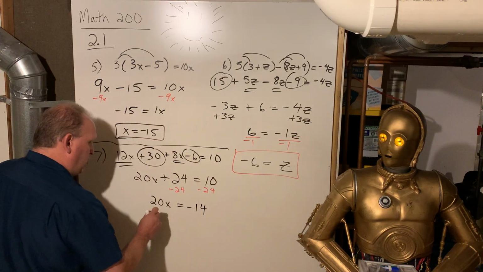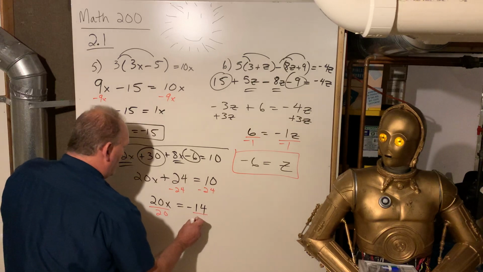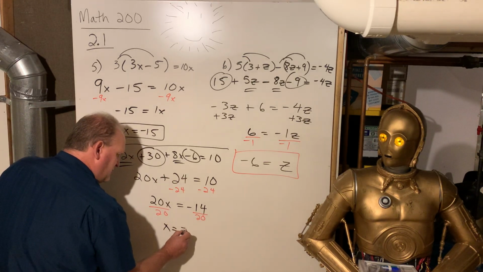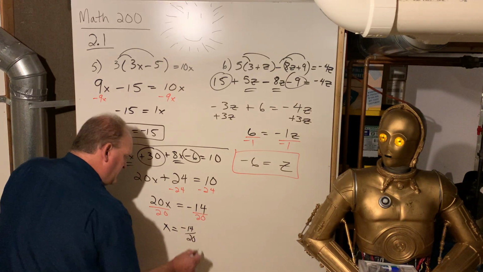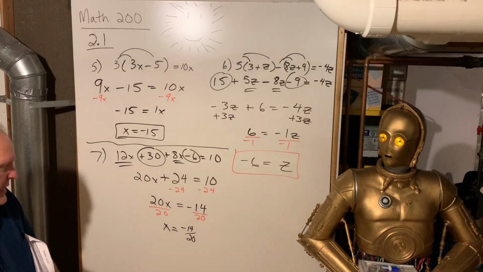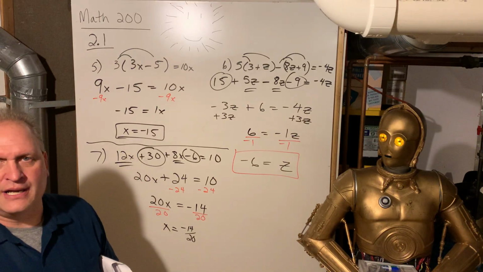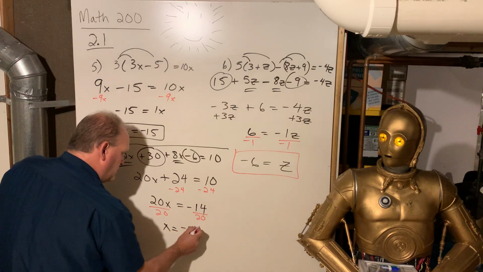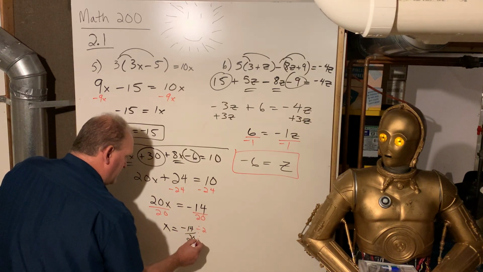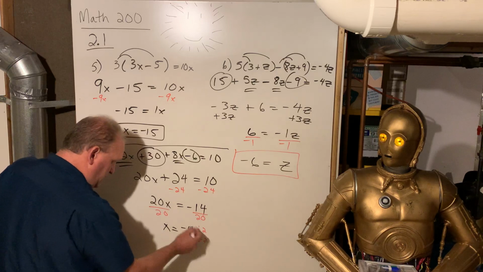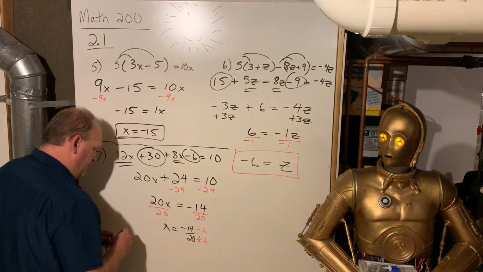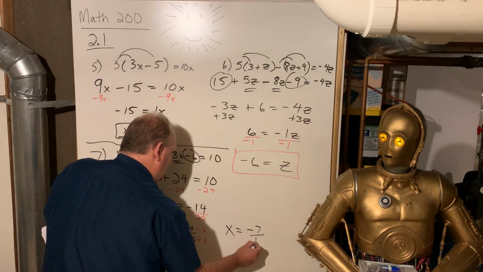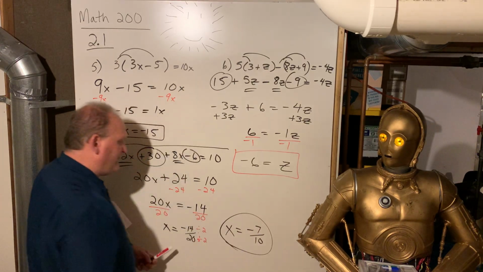Now we divide both sides by 20, and then a whole bunch of students throughout my career, 31 years already, automatically think they did it wrong. Oh no, I did it wrong. I didn't get a whole number. I was supposed to get an integer. No, that's not true. We can reduce it, so it wasn't all the way right. We can reduce, divide by 2 top and bottom, and you end up with x is equal to negative 7 tenths. That's fine. That's a fractional answer.